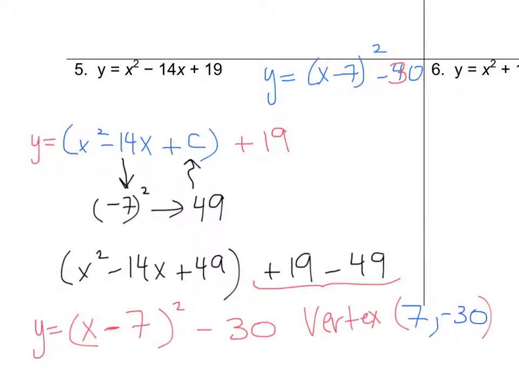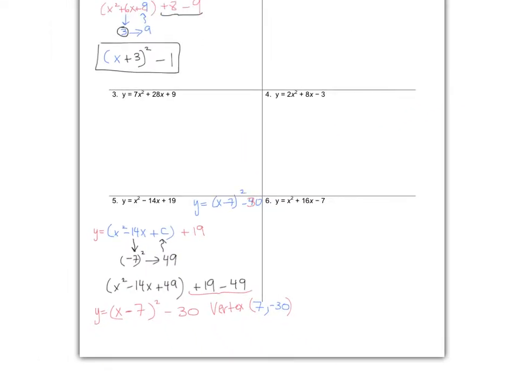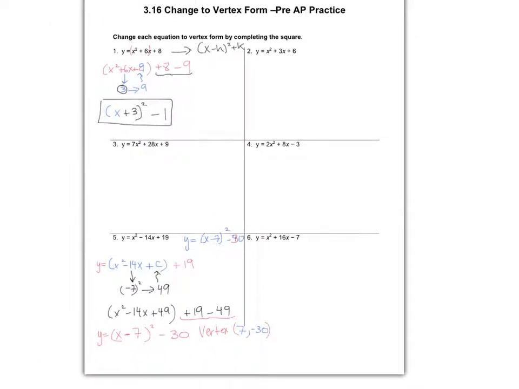Okay. Now, this is how you change to vertex form if a is 1. So far we have been working on questions where a is 1. You see that? Because the number in front of the x squared is 1. Now, what if the number in front of the x squared is not 1? So this is what we're going to learn next. So that's our next lesson.